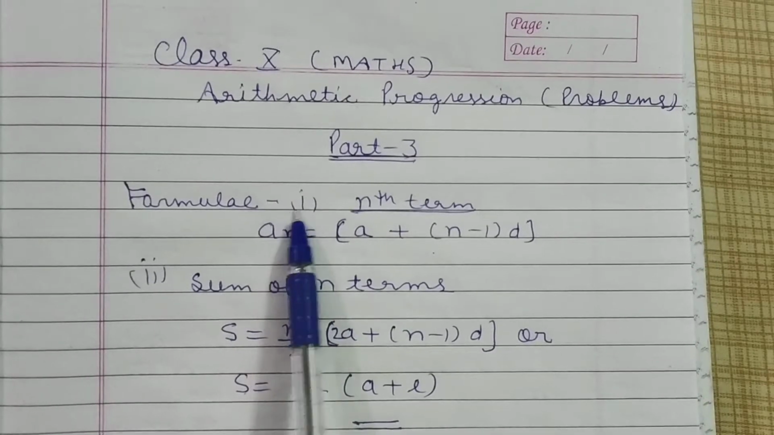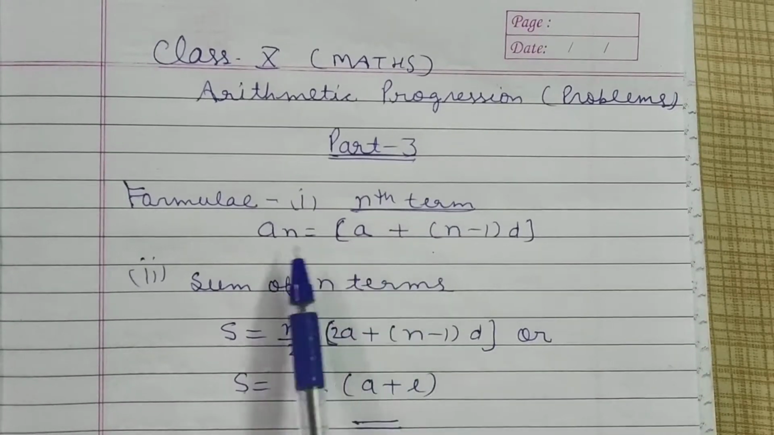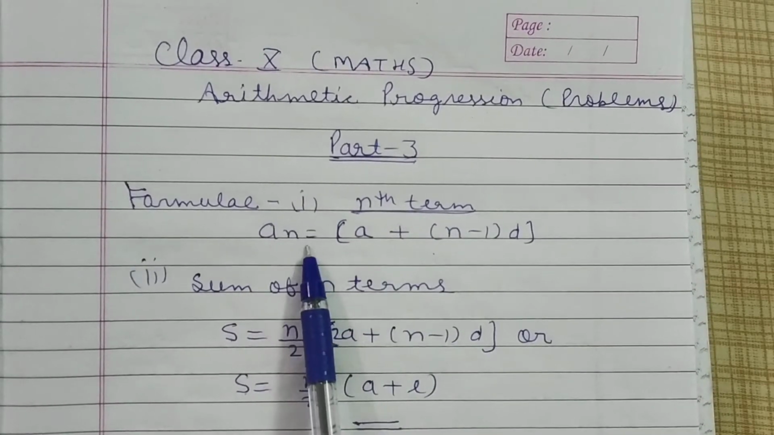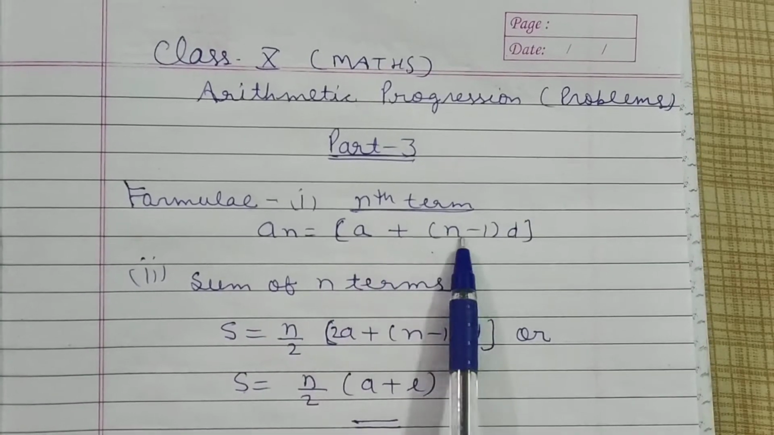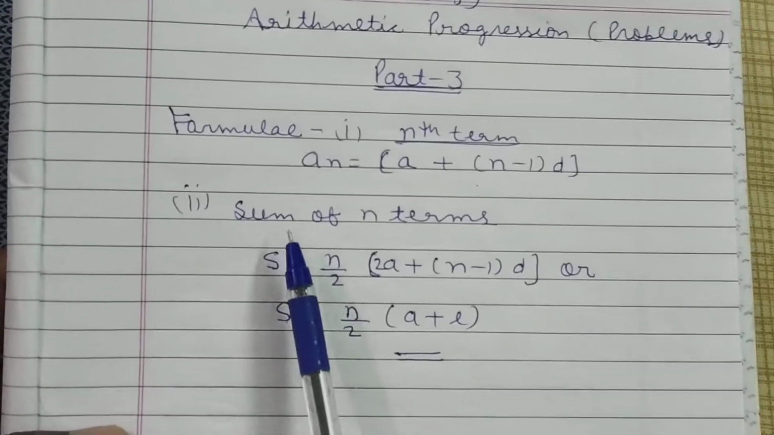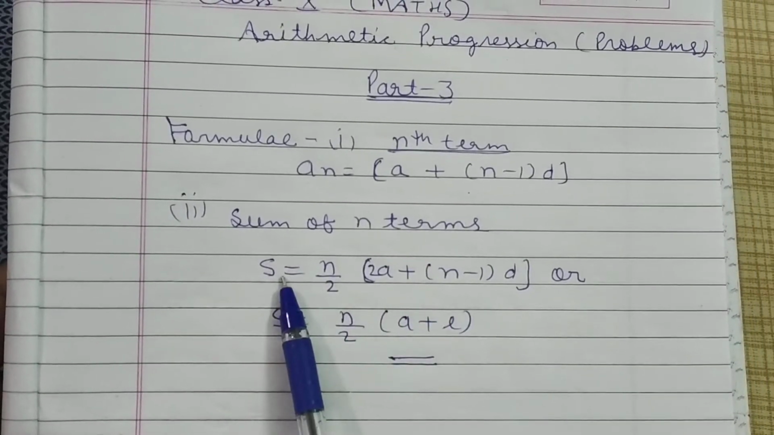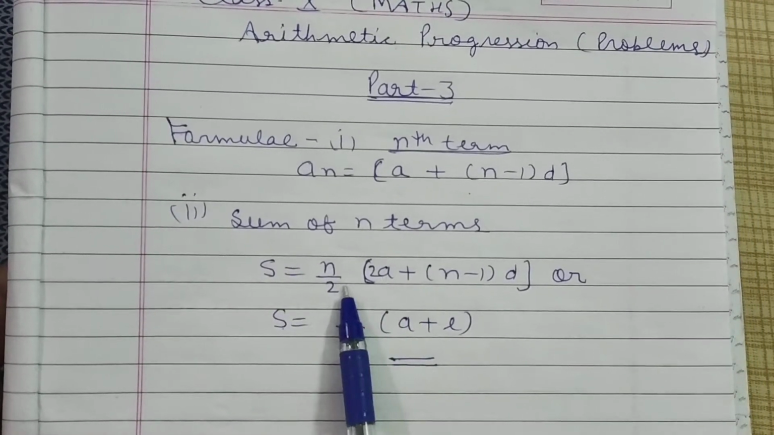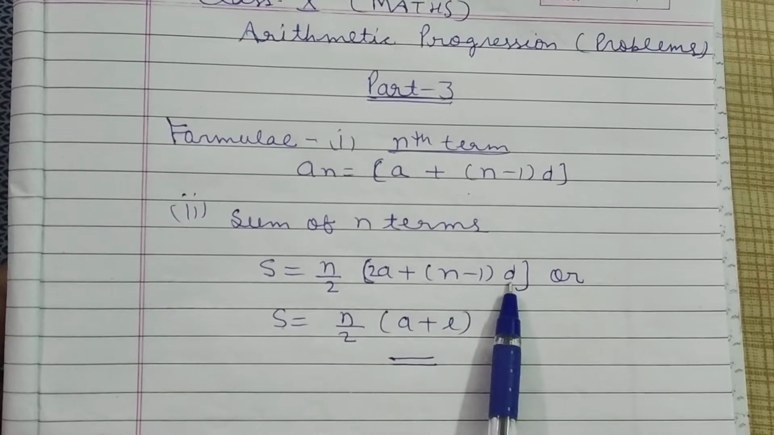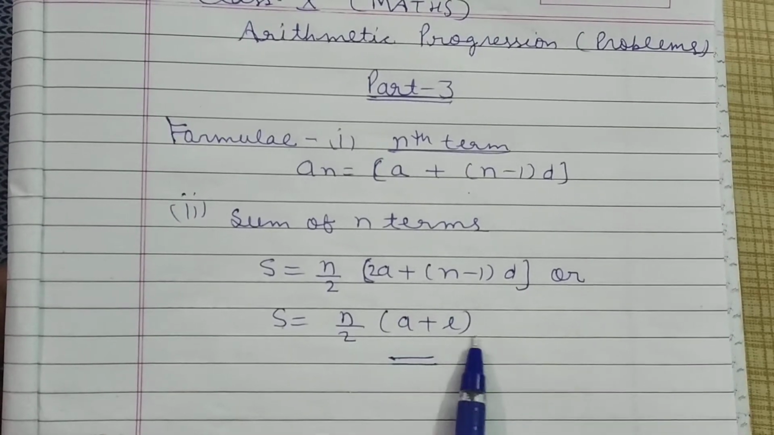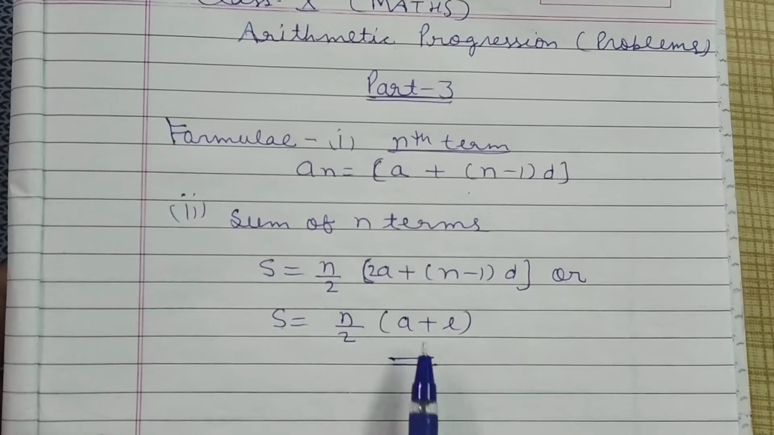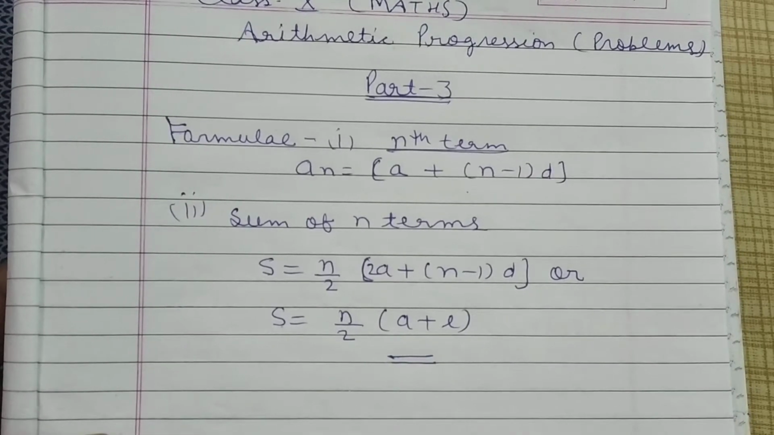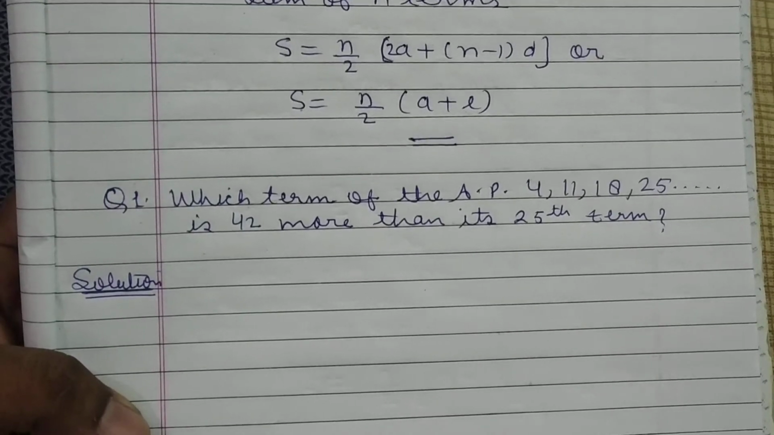First we will do a revision. The nth term of an AP is an, which equals the first term a plus n minus 1 times d. The sum of n terms is S equals n by 2 times (2a plus n minus 1 times d), or if the last term is given, then S equals n upon 2 times (a plus l). Now we will do a few questions.